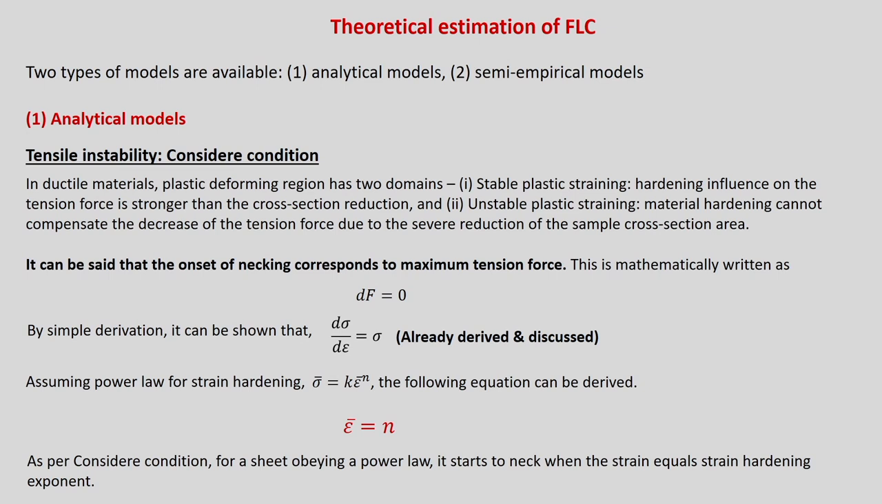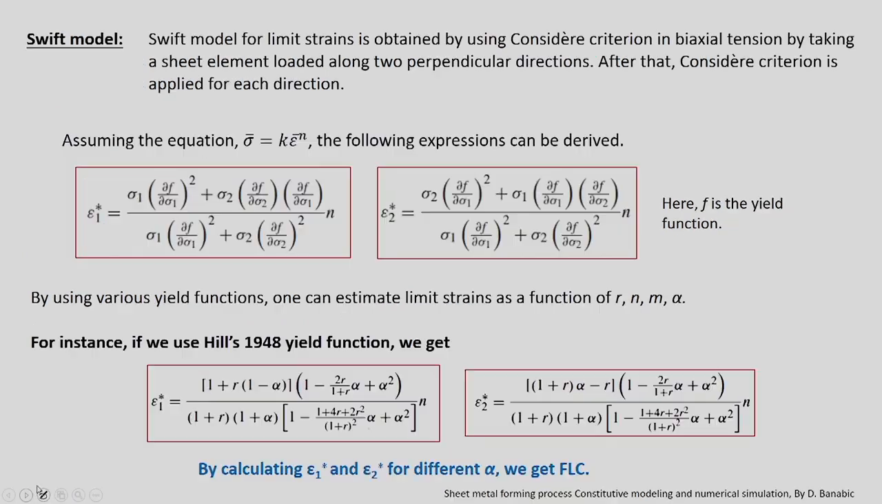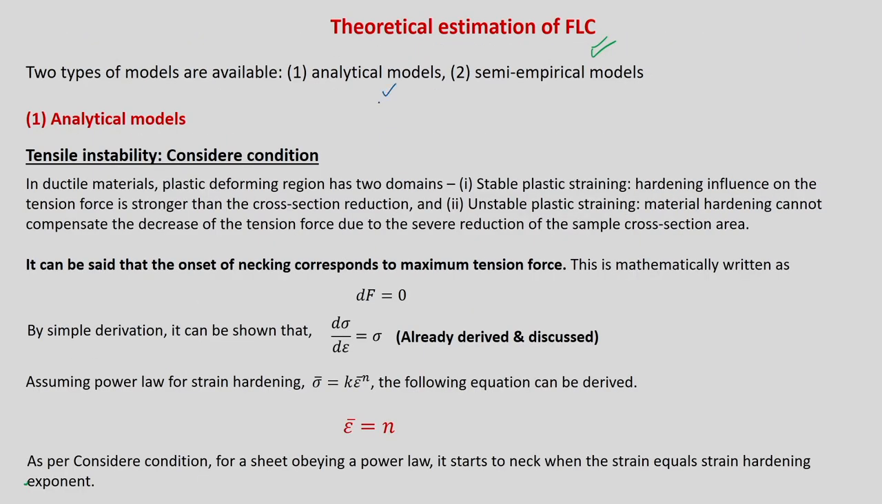Of course, all have to be validated by doing some formability test at lab scale to get the forming limit and compare it. You have to validate it. If you go for a theoretical estimation of forming limit curve, you will see that these forming limit models can be divided into two parts. One is your analytical model, other one is semi-empirical models.